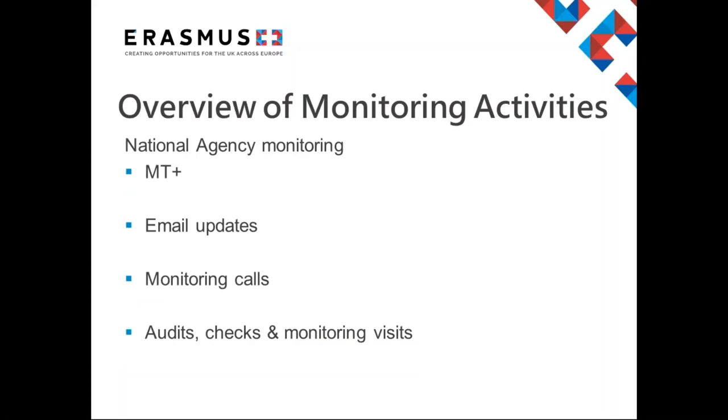As we covered earlier, the main way the National Agency will be able to monitor your project is through Mobility Tool Plus. Using Mobility Tool Plus, your project officer will be able to see if the project is progressing as expected by checking if information about the mobilities has been provided correctly, preferably before a flow actually takes place. The National Agency also conducts monitoring calls or emails, monitoring visits, and in some cases financial on-the-spot checks and audits.